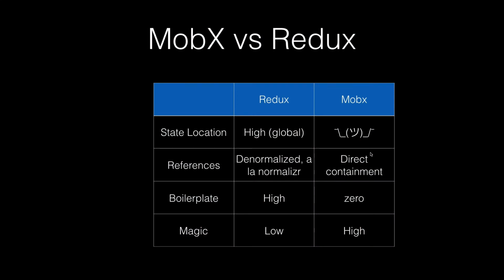Redux wants you to have foreign keys, normalized data. And then with MobX, it's direct containment. Redux is pretty high boilerplate. MobX is none, I would say. But conversely, boilerplate or magic. Pick your poison.